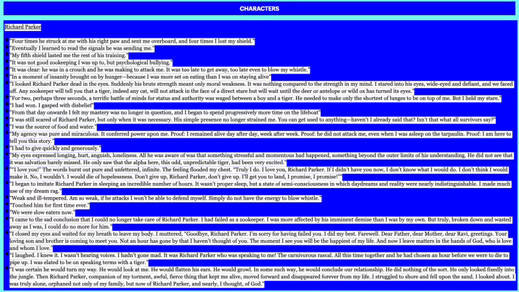I began to imitate Richard Parker in sleeping an incredible number of hours. It wasn't proper sleep, but a state of semi-consciousness in which daydreams and reality were nearly indistinguishable. I made much use of my dream rag.